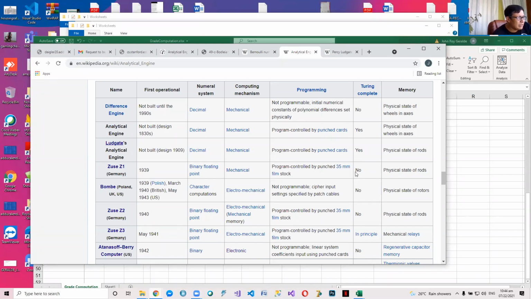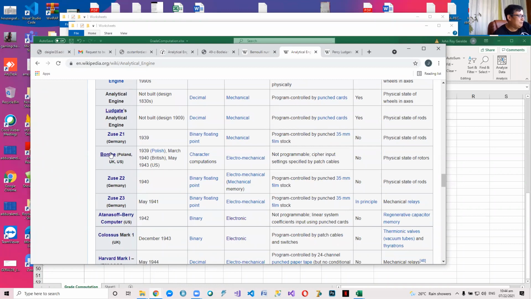Unfortunately, it's not Turing complete. It uses the technology of Ludgate to store memories, the state of rods. Iron rods ito, magnetic na ito. Do you follow? Whether positive or negative. Magnetic na.